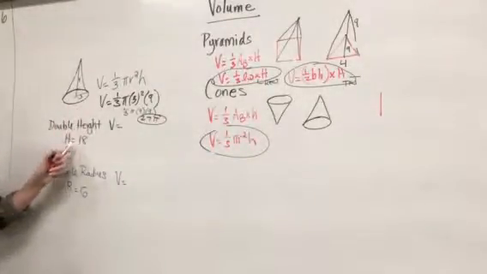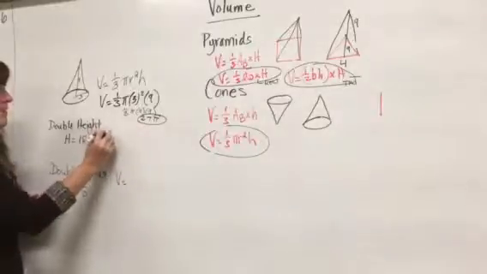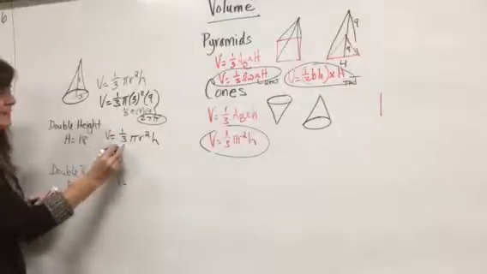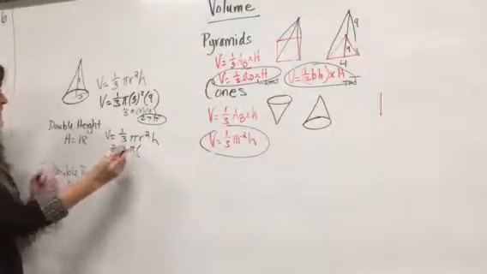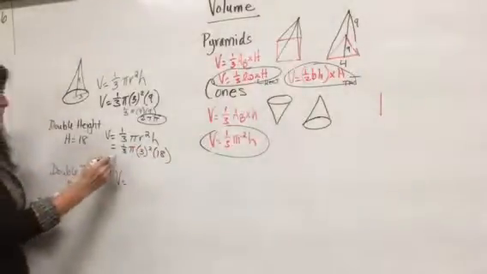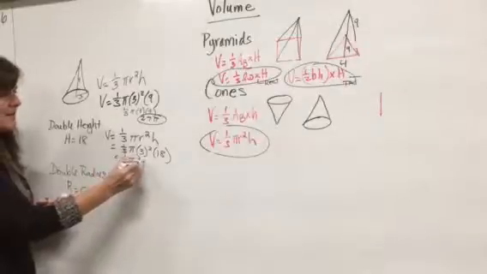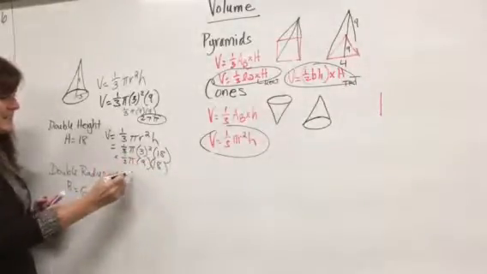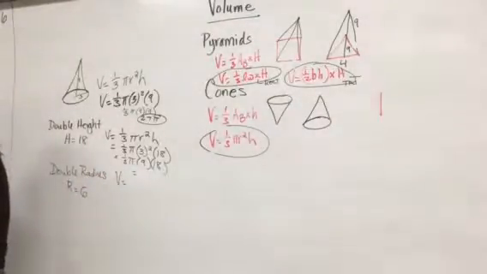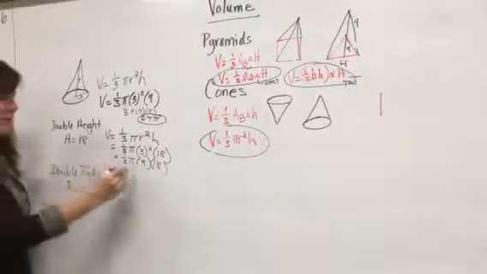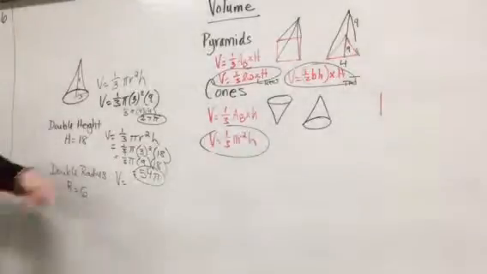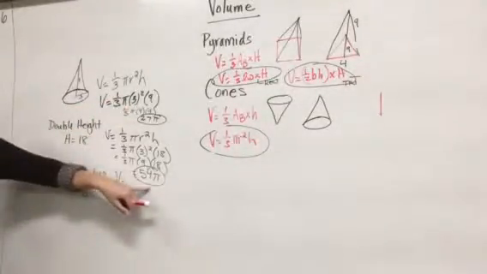Okay, so now we're going to double the height. Volume equals 1/3 pi r squared height. 1/3 pi. Radius is still 3 squared. Height is now 18. 1/3 pi times 9 times 18. 3 times 18 is 54. 54 pi. Okay, look what happened here. I doubled the height and it doubled the volume.